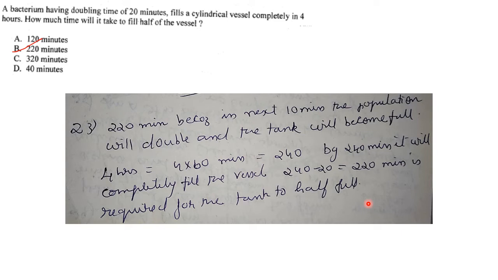I hope you understood. So 4 hours is 240 minutes, and in 240 minutes it will completely fill the vessel. And the doubling time of this bacterium is 20 minutes. So by 240 minus 20 minutes, that is the 220th minute, it will be half full, because by the next 20 minutes, it is going to be fully filled. So the time it will take to fill half the vessel will be 220 minutes. So answer option B, that is 220 minutes.